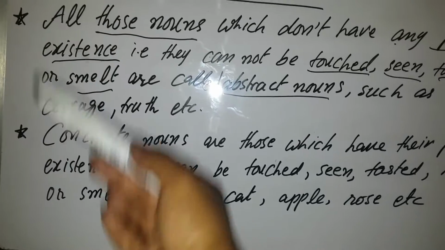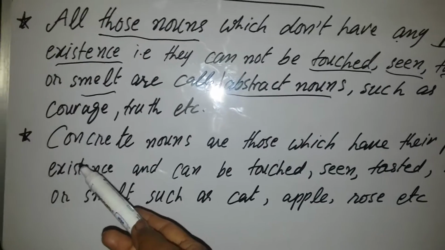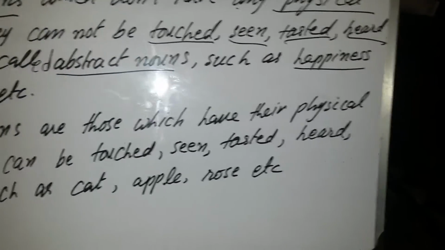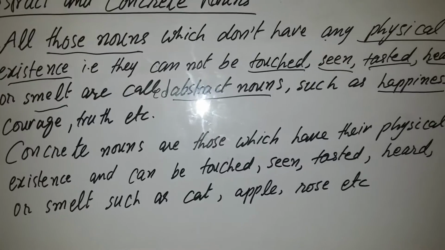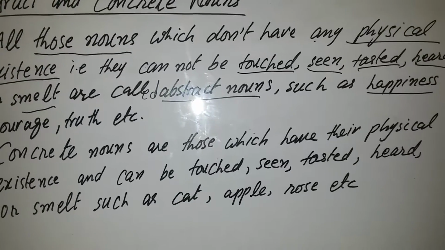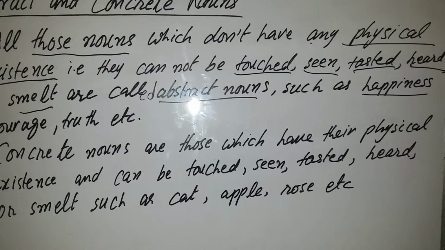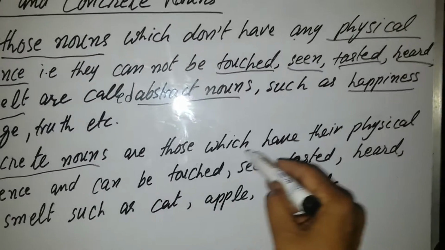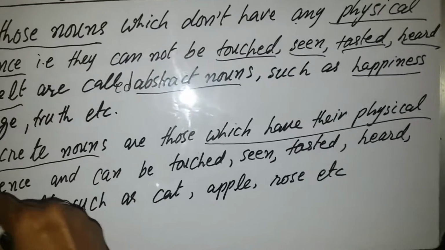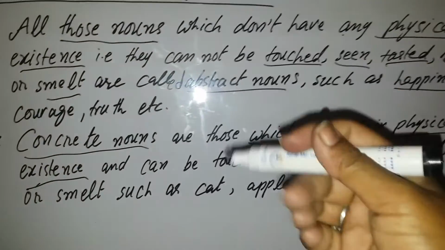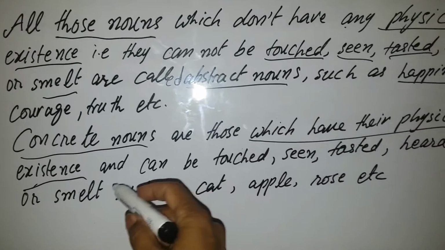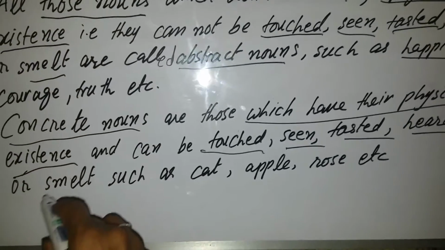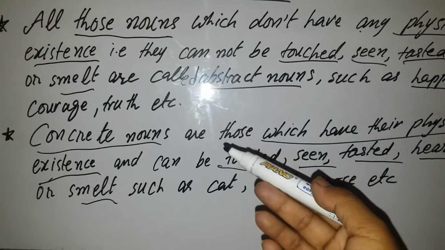Similarly, the second part of the pair is the concrete noun. Concrete nouns are those which have their physical existence and can be touched, seen, tasted, heard or smelled, such as cat, apple, rose. Concrete nouns have their physical existence, which means they can be touched, seen, tasted, heard, or smelt. So they will be called concrete nouns.